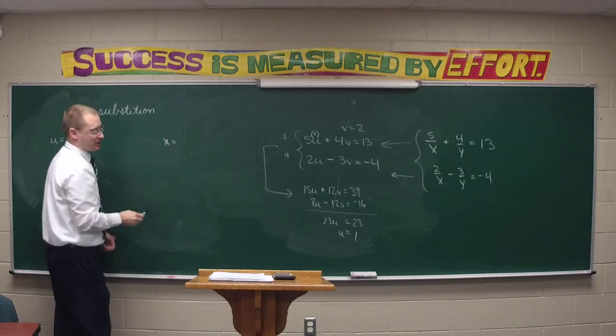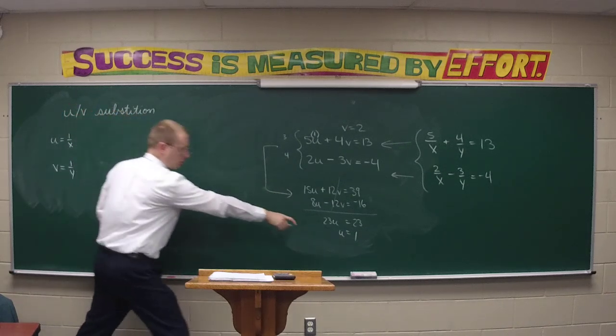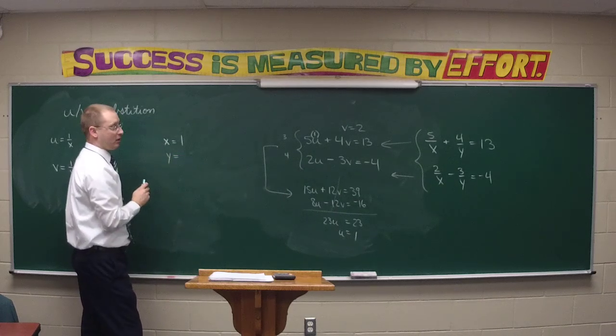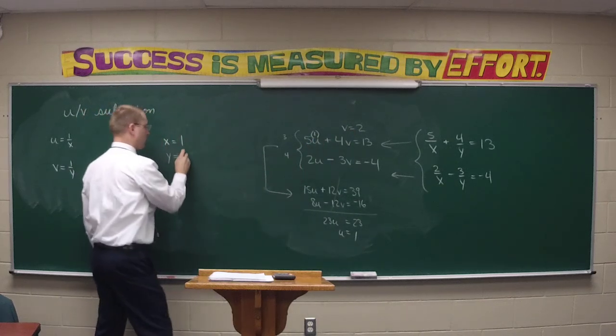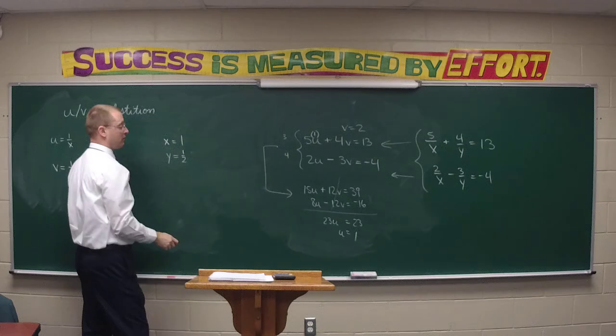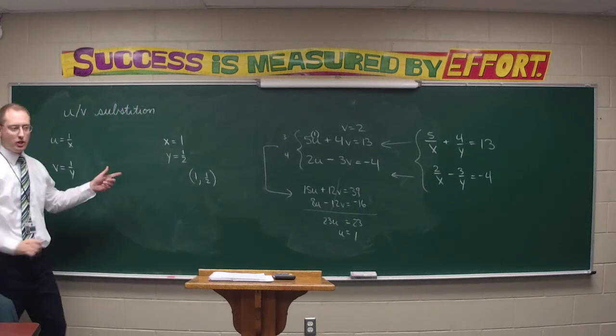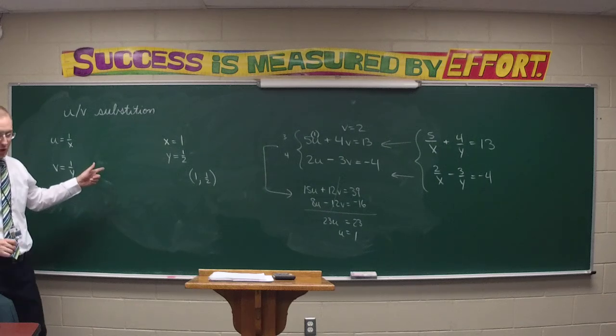So what is x, class? Well, the reciprocal of 1 is 1. What is y, class? 1/2. The reciprocal of 2 is 1/2. So my answer is (1, 1/2). Questions on the UV substitution? Because you have one of these in your homework this evening.